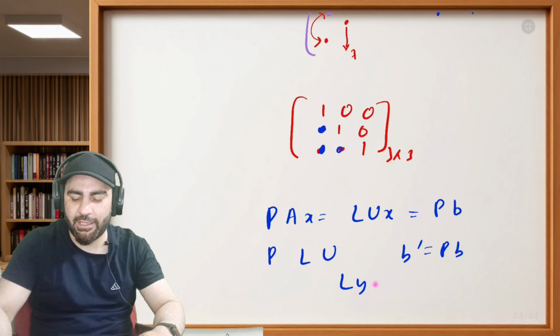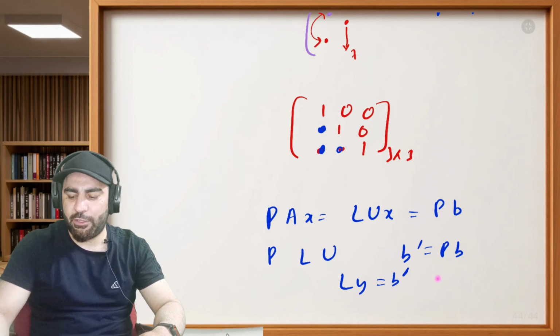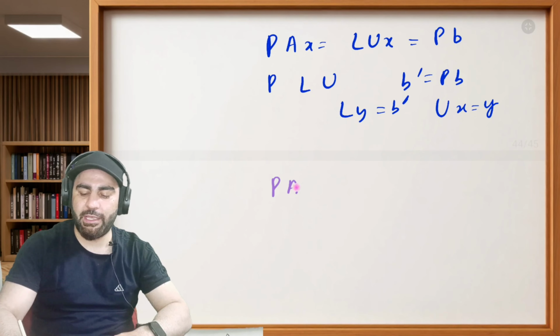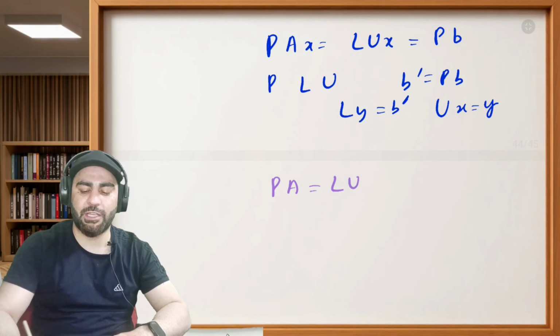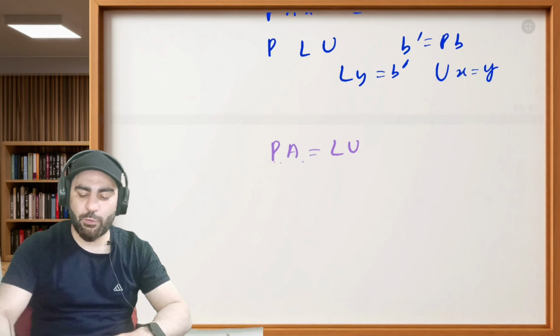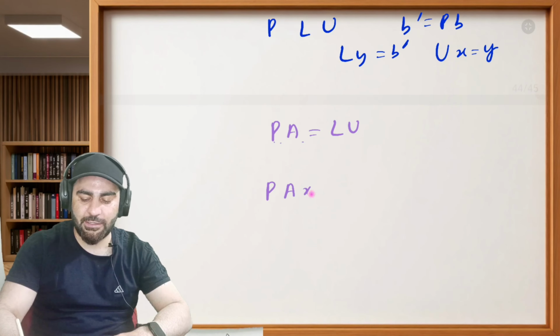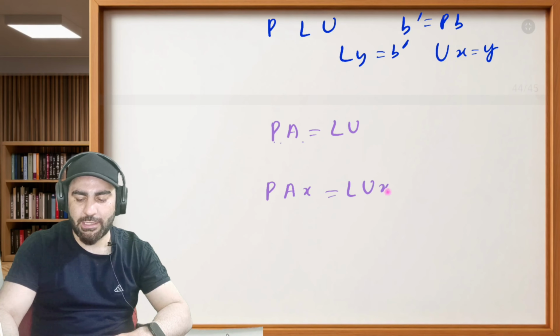Then you will say Ly is equal to B dash, and then you will say Ux is equal to y, and that's what you will get the answer over here. So if I write every step over here, given that you have PA is equal to LU, I'm again showing you this because you will get these three things. So what we have is PAx is equal to LUx. That's what we were trying to find.